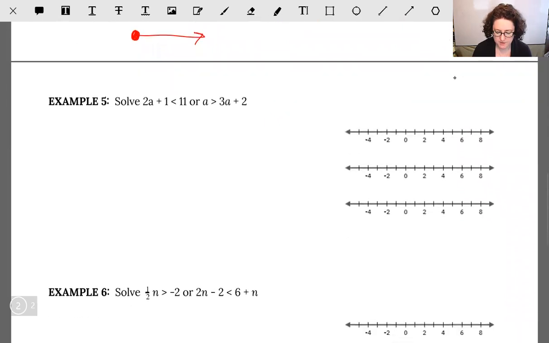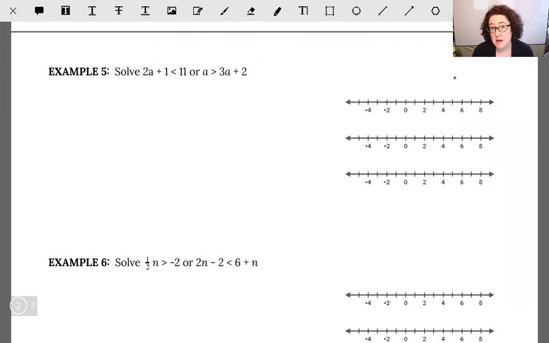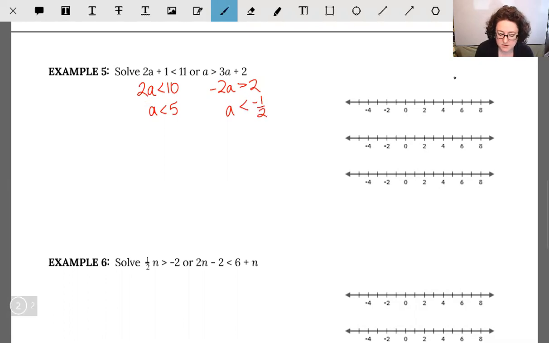Okay, example number 5. So again, I want to get each variable by itself. In my first inequality, I'm going to subtract 1 from both sides, then divide by 2. So a is less than 5. Right-hand side, again, a couple different ways that you could do this. I'm going to go wild and crazy, leave my variable on the left-hand side, and subtract 3a from both sides. So that'll give me -2a is greater than 2. And then I just have to be careful. I'm dividing by that -2 to get the a by himself, so I just need to make sure that I flip my sign around when I do that. So 2 divided by -2 is just -1.